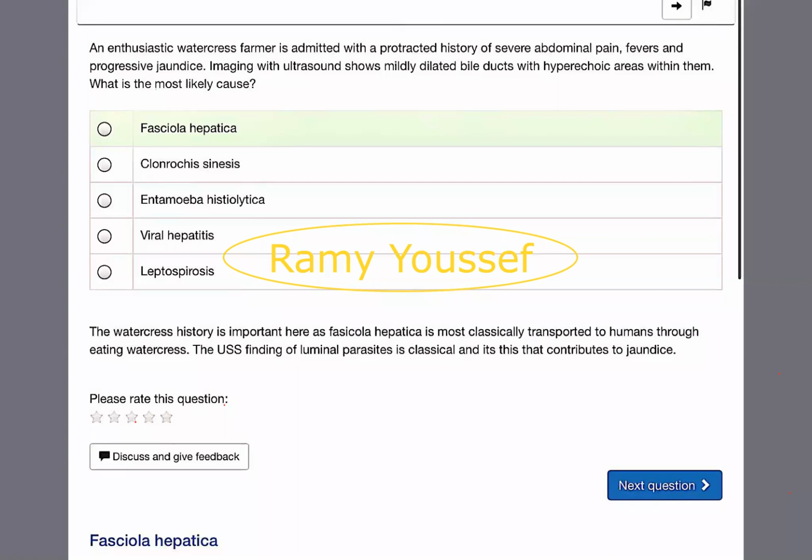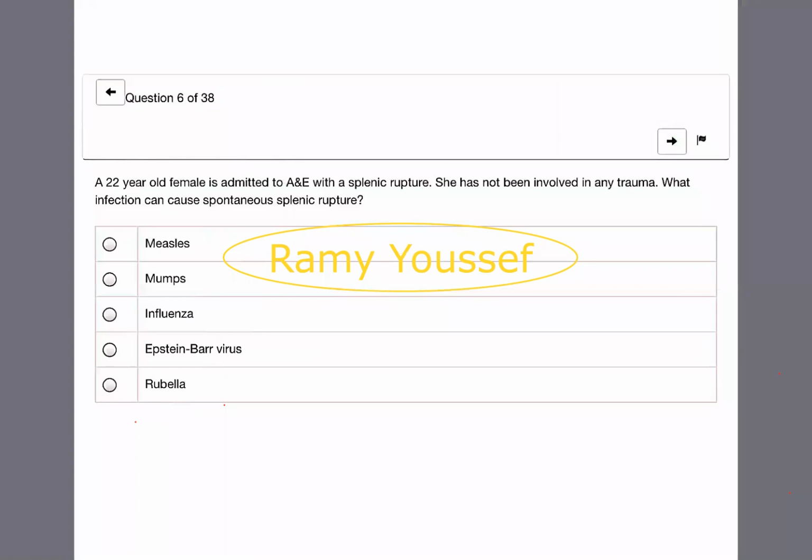Okay, next question. A 22-year-old female is admitted with a splenic rupture. She has not been involved in any trauma. What infection can cause spontaneous splenic rupture? Measles, mumps, influenza, Epstein-Barr virus, rubella. I'm not sure, but I'll go with Epstein-Barr virus.